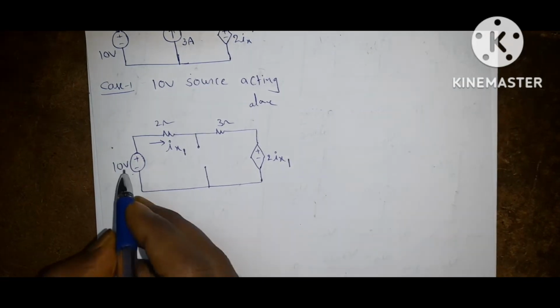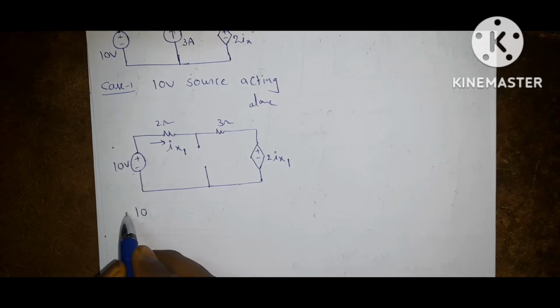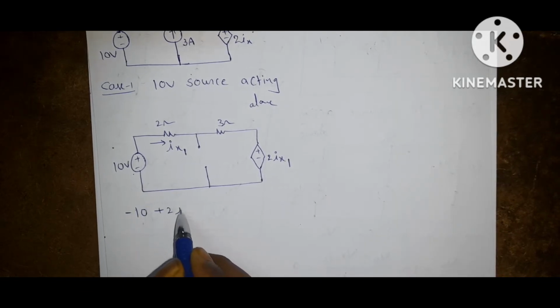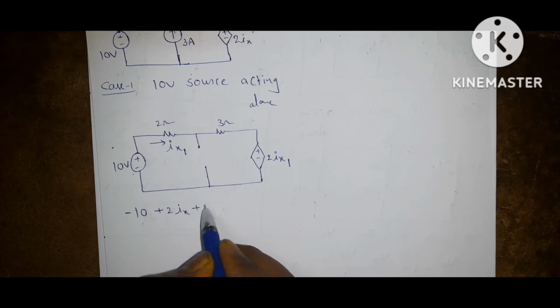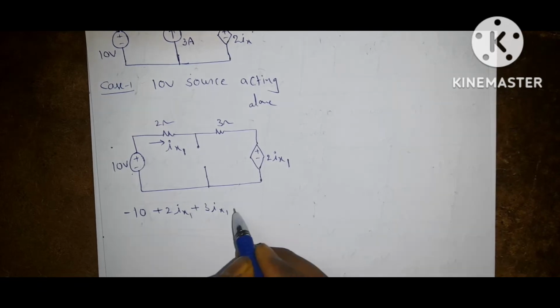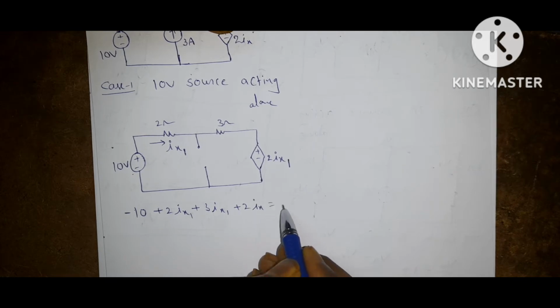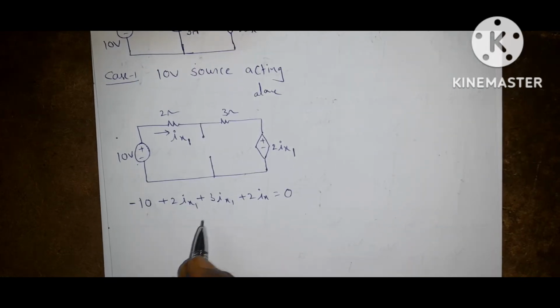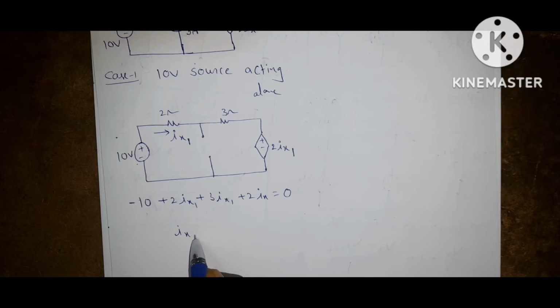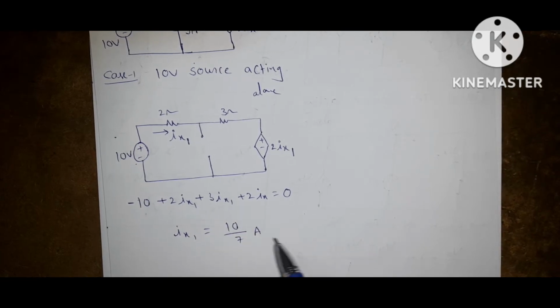By KVL, what are we getting? 10 minus 10 plus 2 Ix1 plus 3 Ix1 plus 2 Ix1 is equal to 0. From this, what is Ix1? Ix1 is equal to 10 by 7 amps.